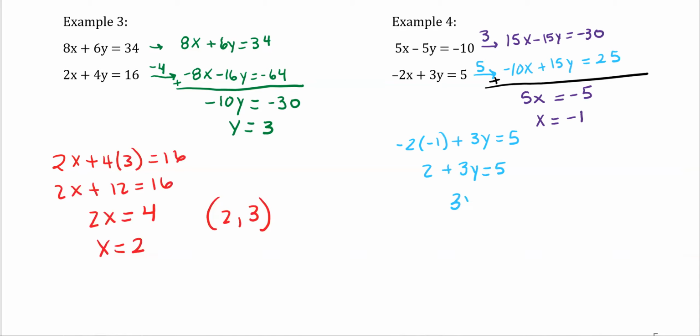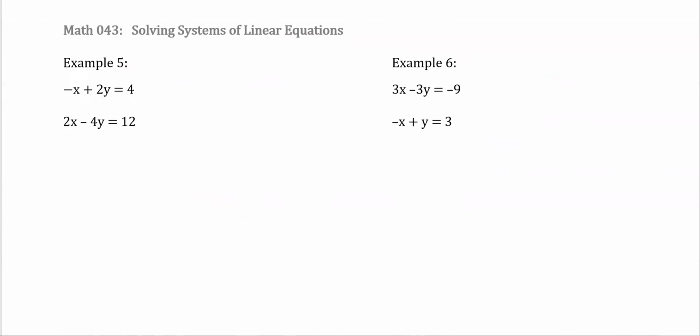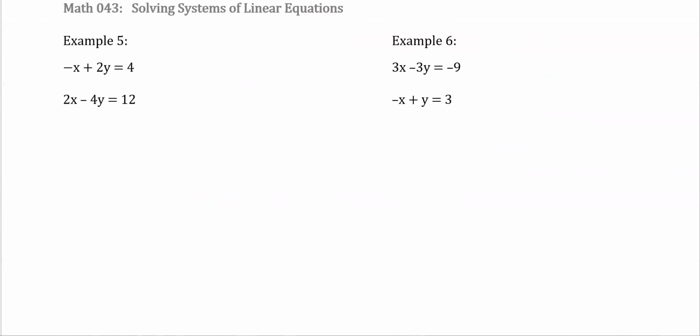Subtract 2 from each side. Y is equal to 1. Write your answer as an ordered pair. -1, 1. Example 5. I'm going to choose to multiply the first equation by 2. That way I can eliminate x.